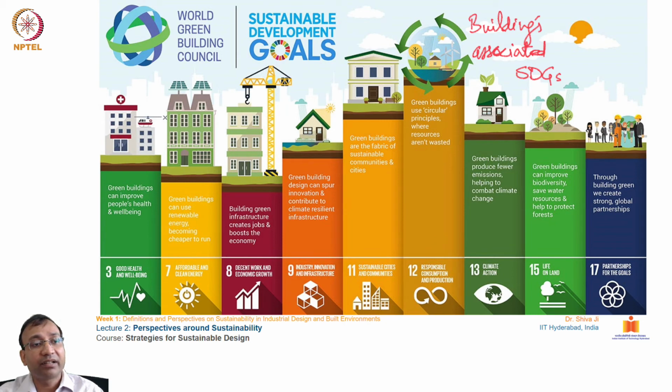And the next one, responsible consumption and production. Of course, buildings consume a lot of energy, material and resources, so we must minimize them. And climate action. Of course, buildings are, as we discussed earlier, a kind of organism which consumes energy and exerts waste. They live, they die one day. So they contribute a lot to the environment. So how can this climate action be controlled? This is also directly related.